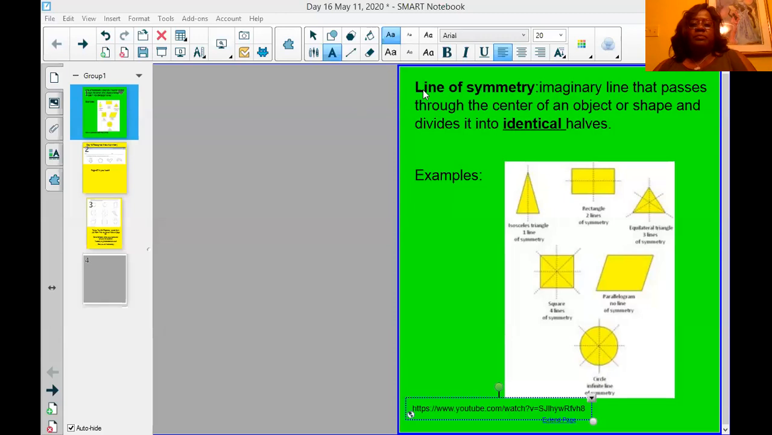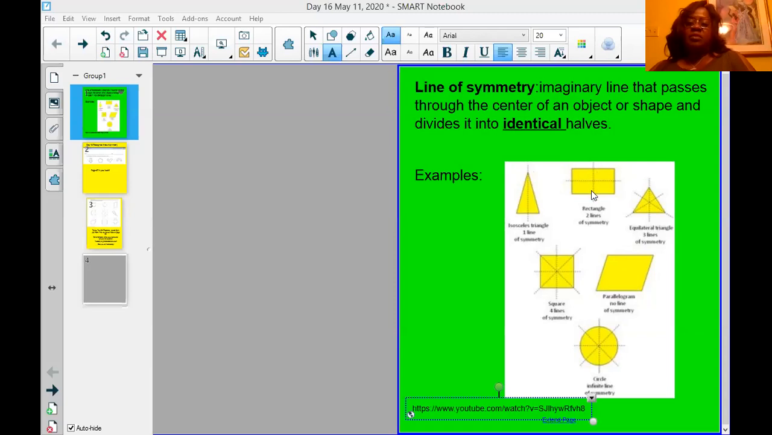And if you remember, a line of symmetry is an imaginary line that passes through the center of an object or shape and divides it into identical halves. Now, here are some examples. So here we have an isosceles triangle, isosceles meaning that both sides are equal, and the third one is not. So if I draw a line of symmetry right down this triangle, then that means that this side is exactly like this side. So it's like you're looking in a mirror, and the mirror would be your line of symmetry. You would be on one side and the image would be on the other side. So that's what makes a line of symmetry, something that you can kind of relate to in real life.